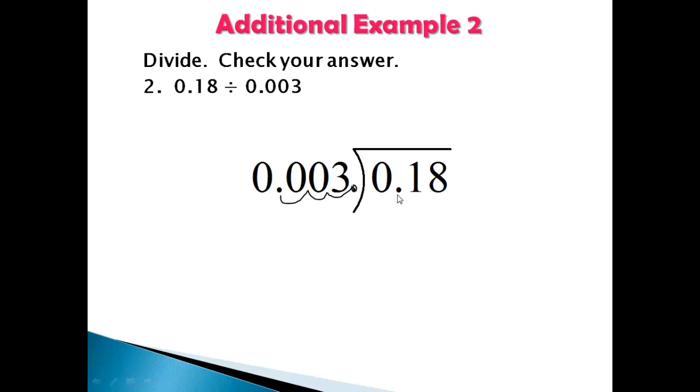We also need then to move it 3 places for 18 hundredths. So 1, 2, 3. In the space that we've created, we put a 0. For our answer, our decimal will go straight above. And now we can go ahead and divide. 3 will go into 18 6 times, and 6 times 3 is 18.